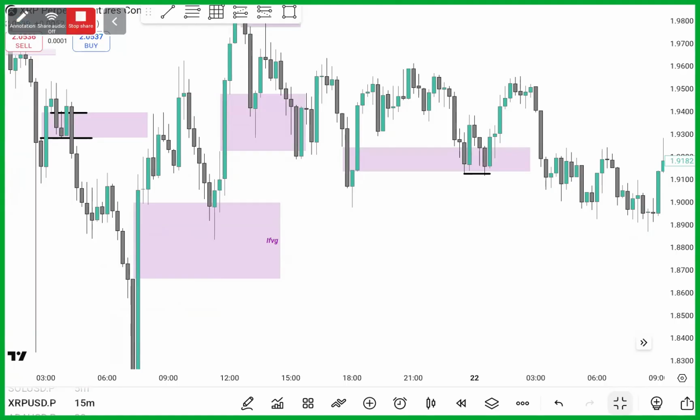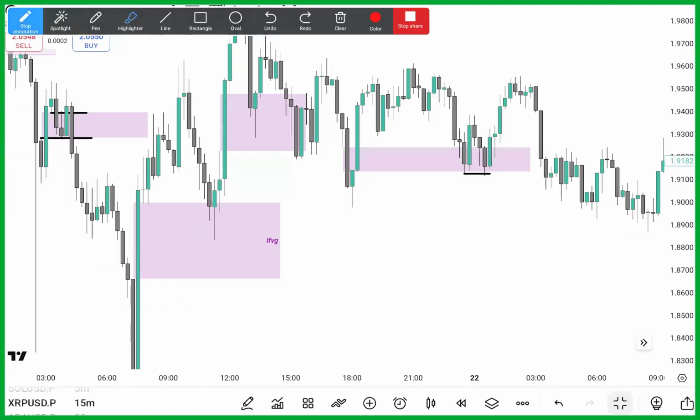However, I told you there is a bullish inversion fair value gap and a bearish inversion fair value gap. A bullish inversion fair value gap is a bearish fair value gap that has failed.